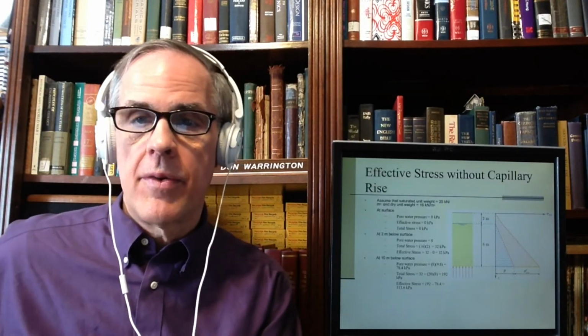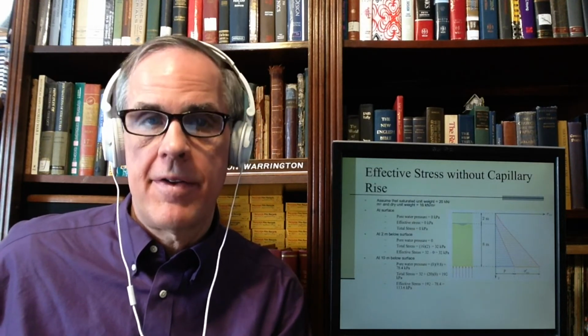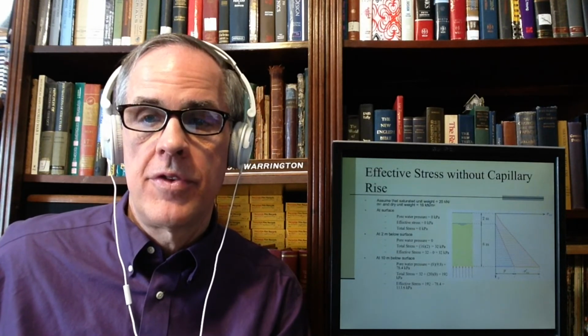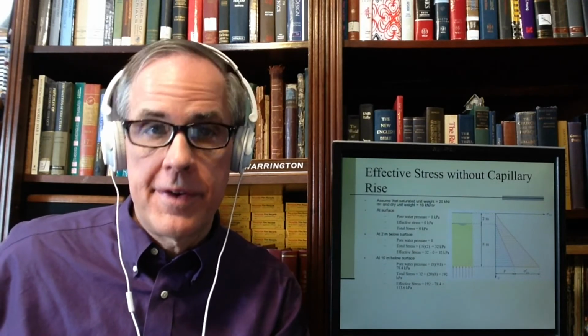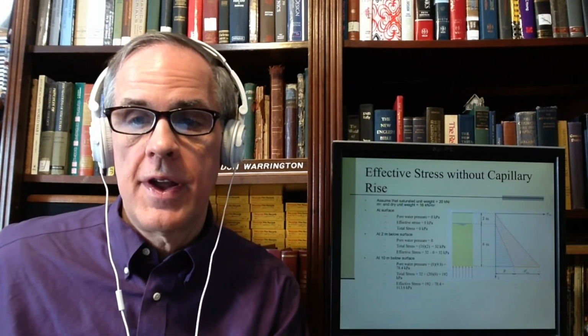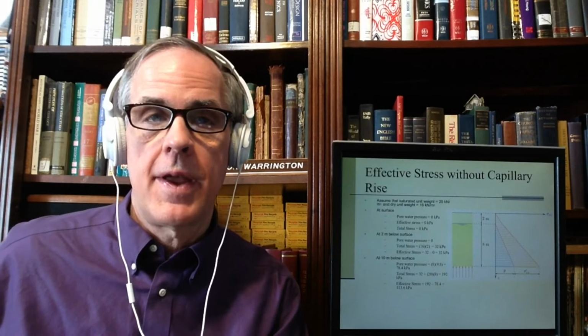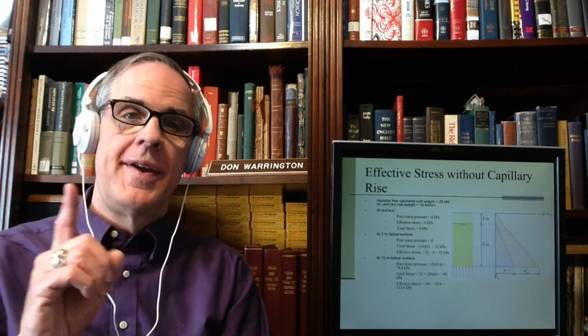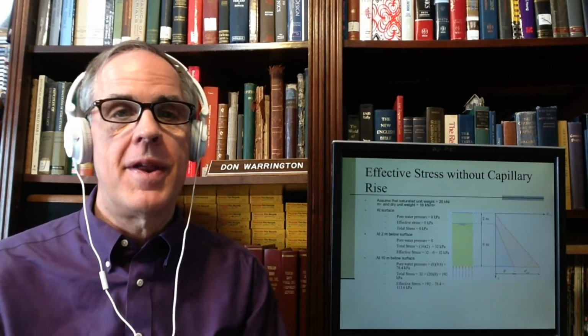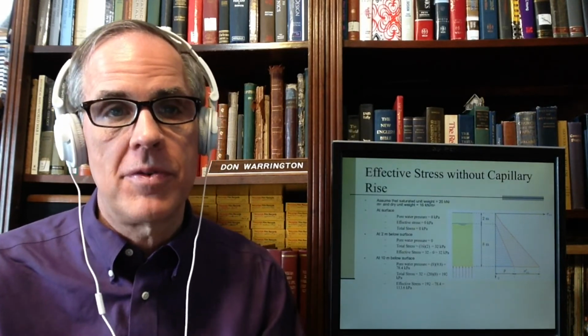Without capillary rise, if we were to take capillary rise out of the problem, this is what would happen. At the surface, everything is 0. Pore water pressure and effective stress are 0. At 2 meters below the surface, pore water pressure is still 0. The total stress is equal to 32 kPa, 16 times 2, because what we've assumed, and this is where I made a concession to you, my students.